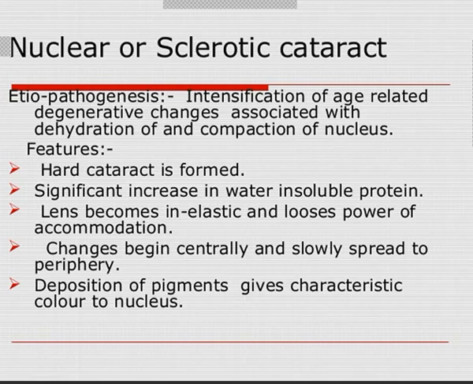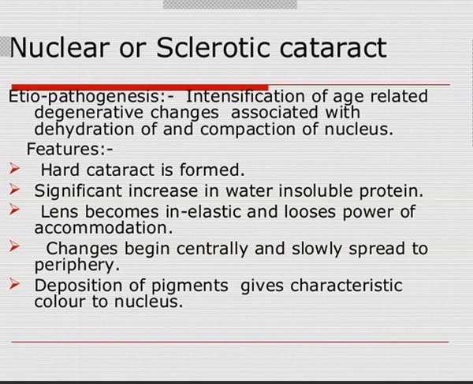And what are the features? A hard nucleus is formed, and there is a significant increase in the water insoluble protein. The lens becomes inelastic, so the accommodative power is lost. Changes begin centrally in the nucleus and slowly spread to the periphery.